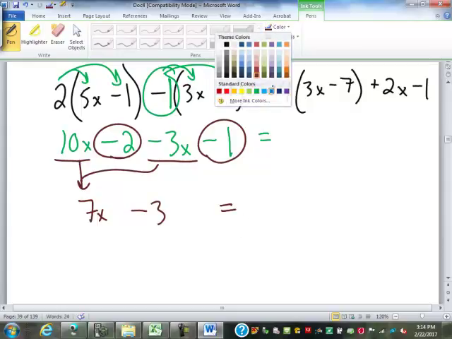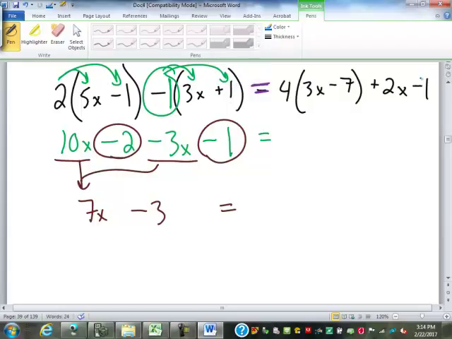So now that's everything. That's all we can do on the left side. We go over to the right side. Where do we start? 4 times 3x is 12x. 4 times negative 7 is negative 28. So now we still have the plus 2x and the minus 1 over there.